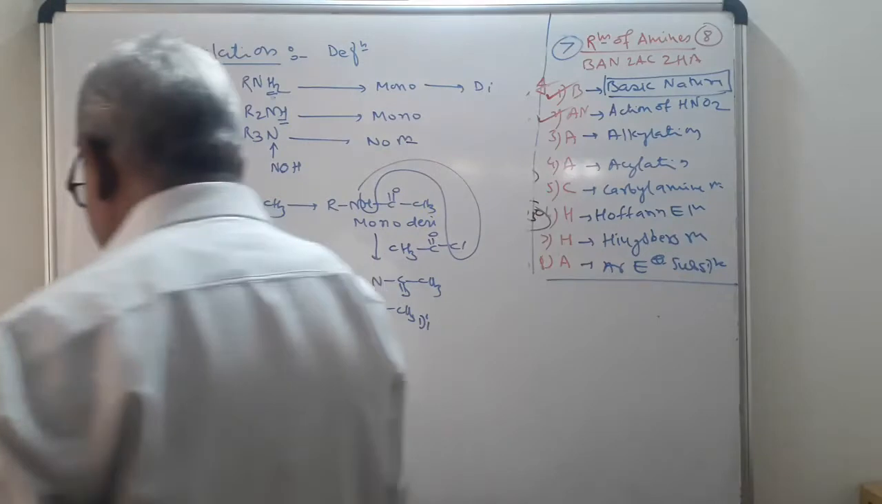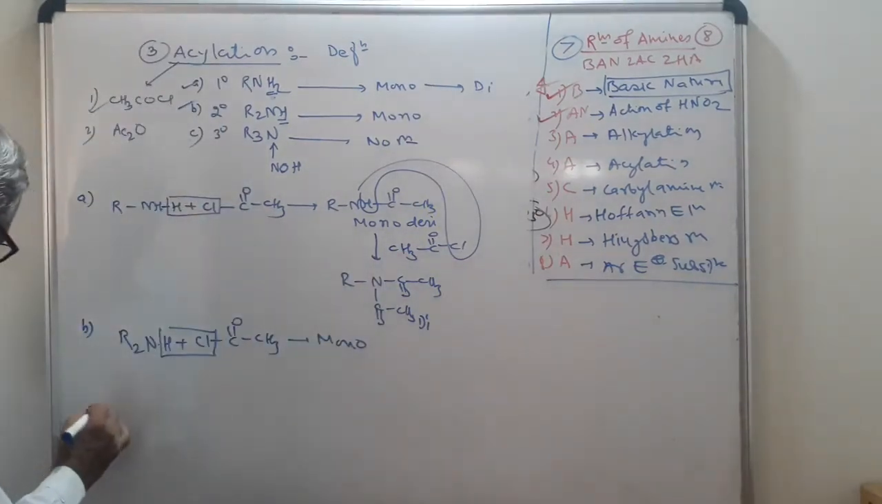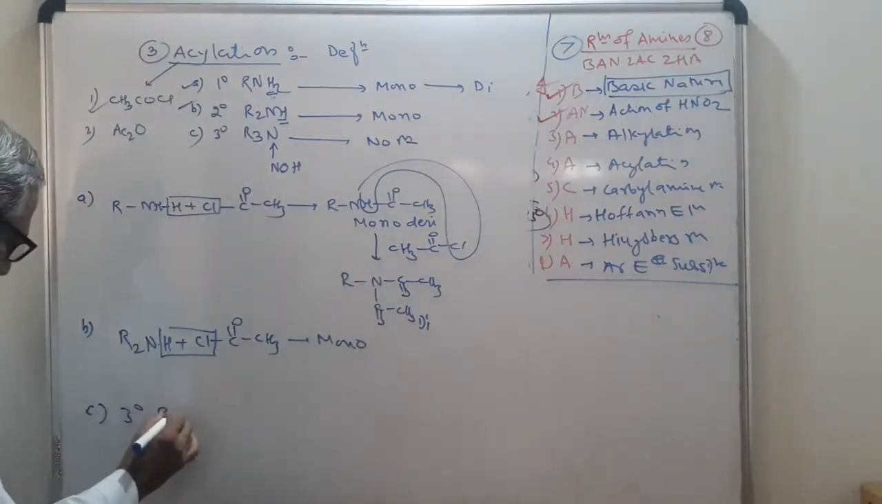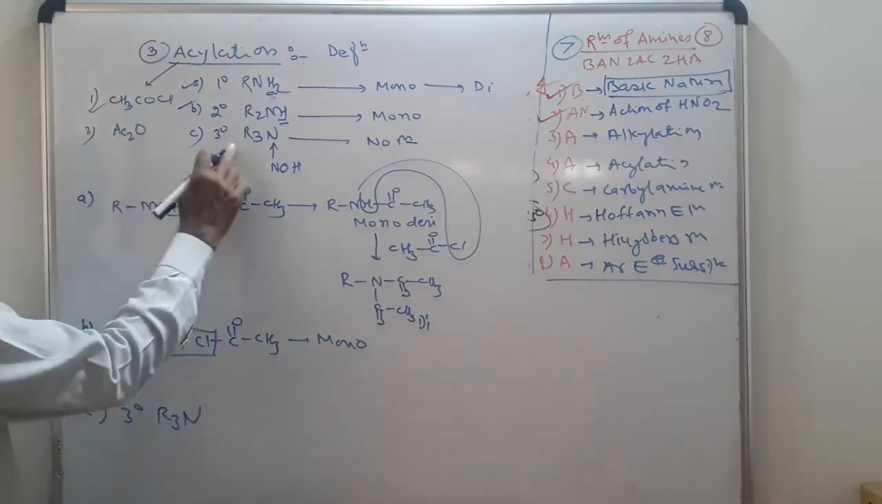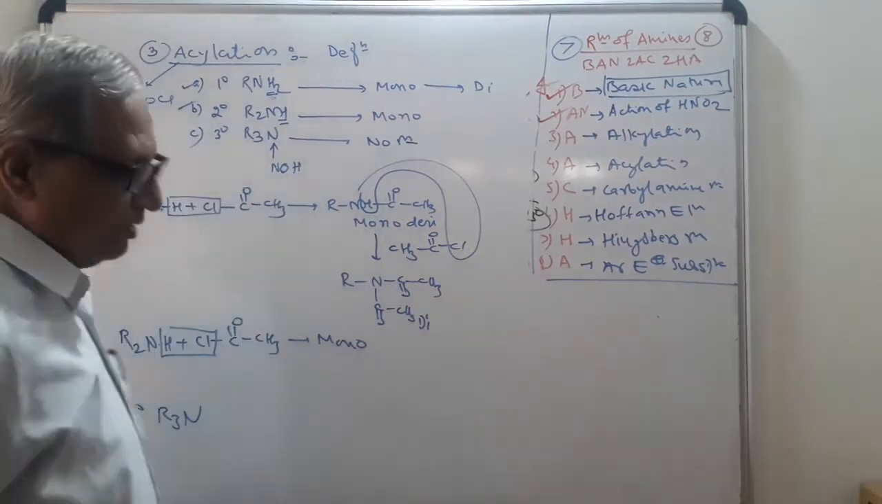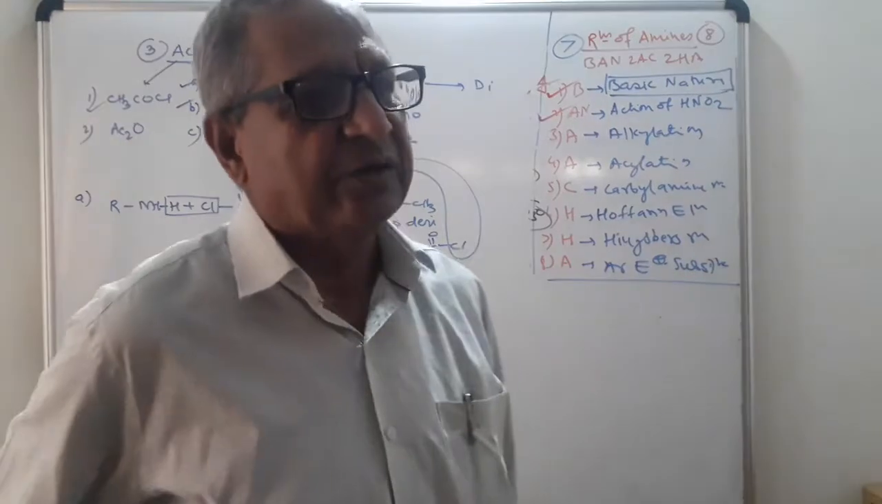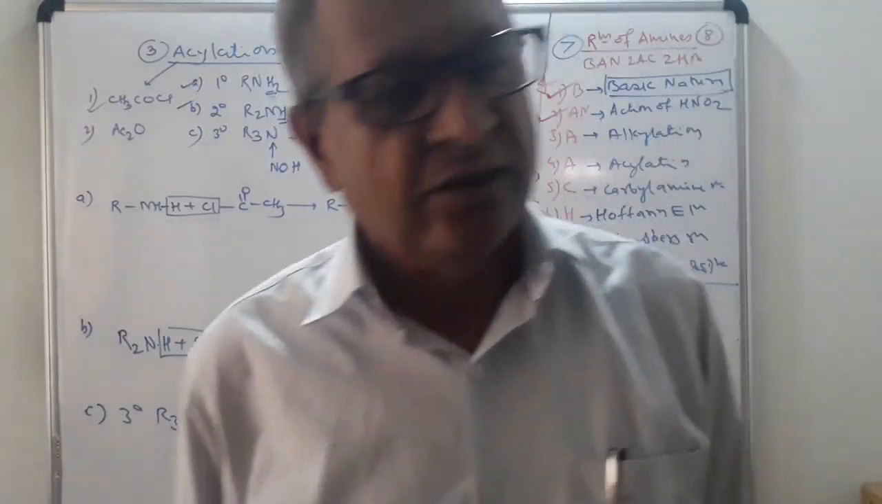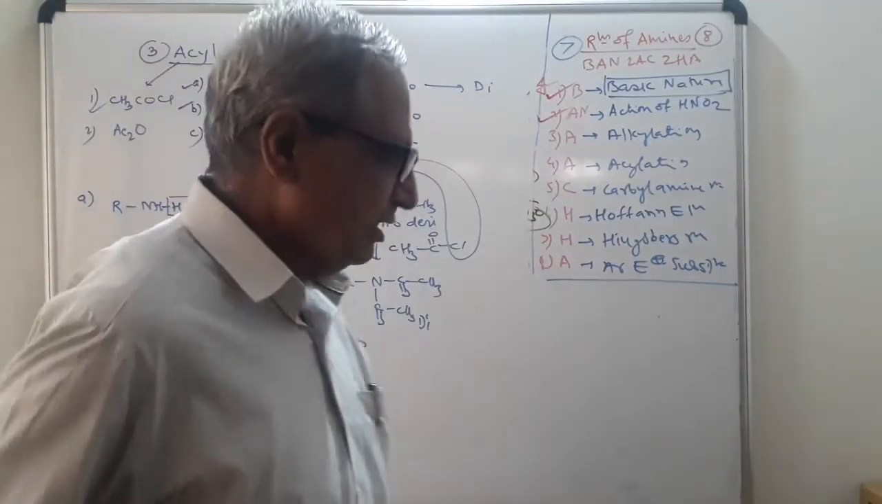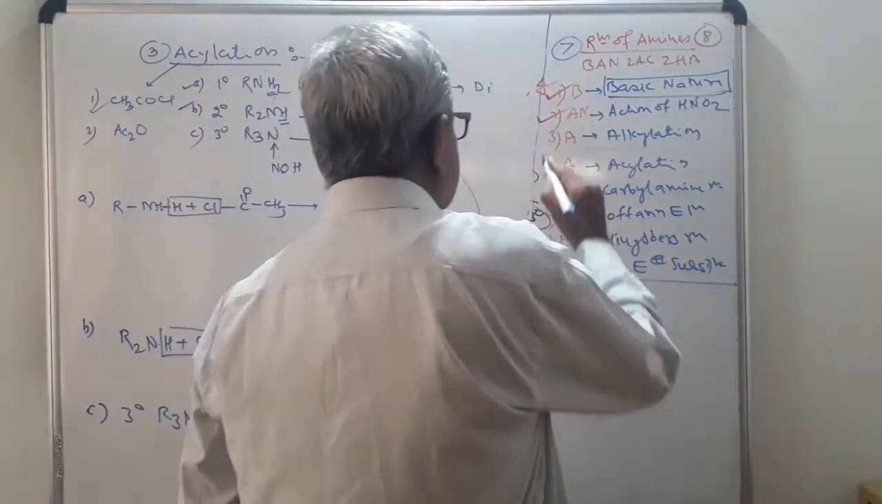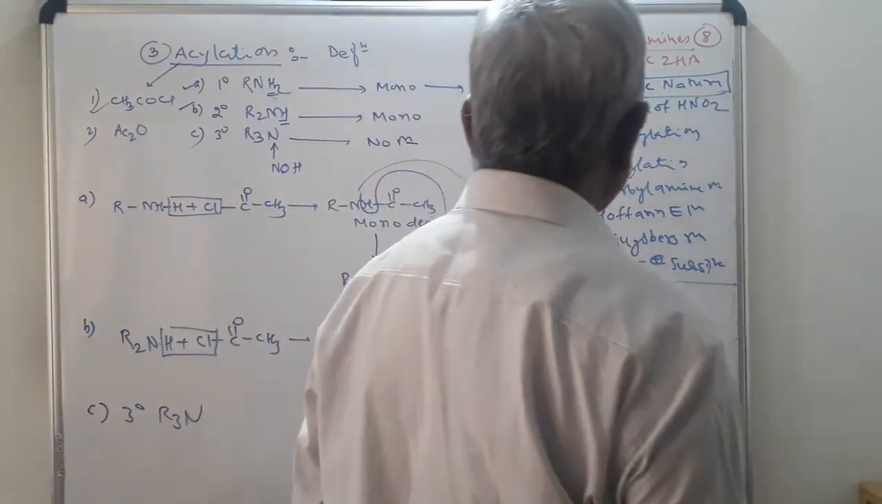Now see the C part here, tertiary amine. Tertiary amine has the formula R3N. It is written here, R3N. It does not contain an alpha hydrogen atom, that is, a hydrogen present on the nitrogen atom. Therefore it will not undergo acylation. So we completed the third reaction, that is, acylation of amines.